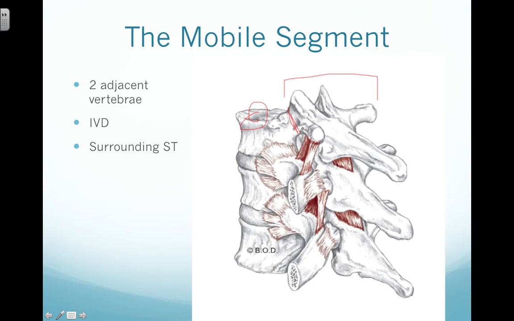So we look at this and start to gain understanding that the mobile segment is the two adjacent vertebrae, so this would be 1, this would be 2, and that we have an intervertebral disc right in the middle of that, and then we have all the soft tissue structures, so we have ligaments, and then we have all the muscle attachments into that as well.